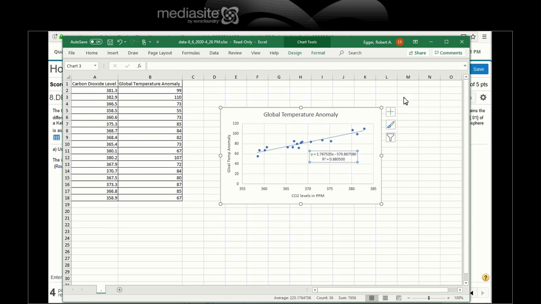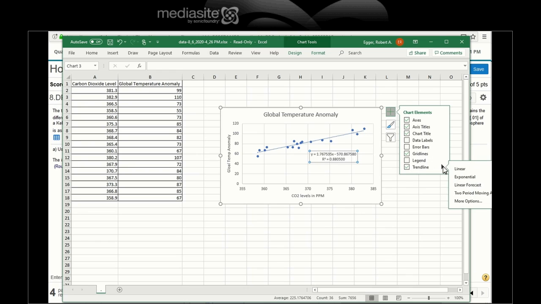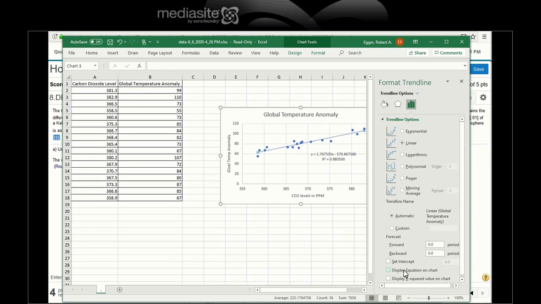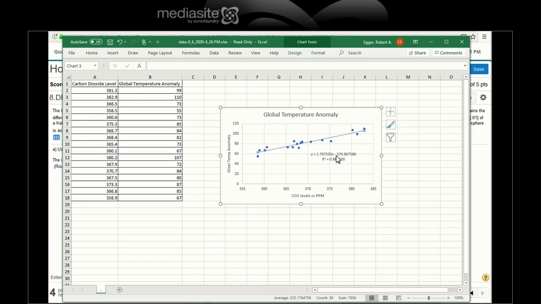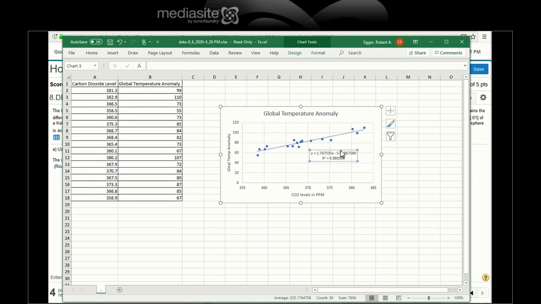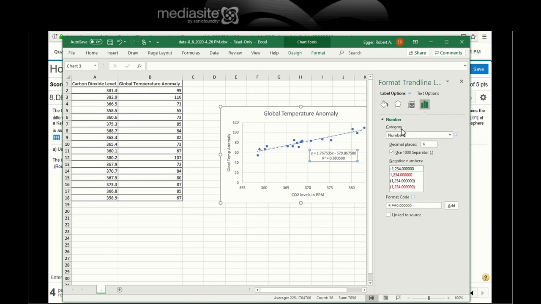Okay. So again, how do you get there? Trend line, more options, display your stuff. Need more place values, highlight the box just by clicking on it, the numbers. When you get your crossbars, click on it again and go to category, numbers, and how many place values you want. All right.